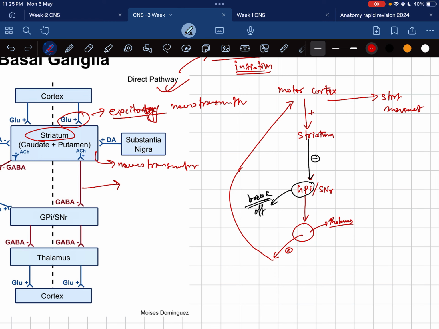So when it's inhibited, there is less release of GABA, so there is less inhibition of this neuron, and this is also GABAergic. So the thalamus has stimulation, and with less GABA, it works as a brake, as we discussed. When there is no brake, the thalamus stimulates the cortex, and the cortex fires the movement. This is the direct pathway.